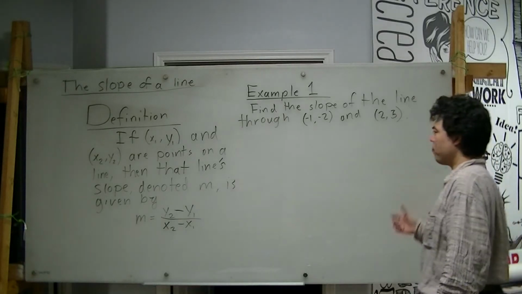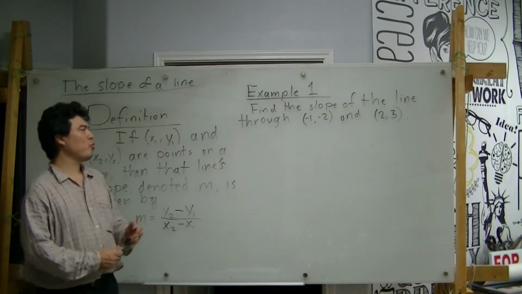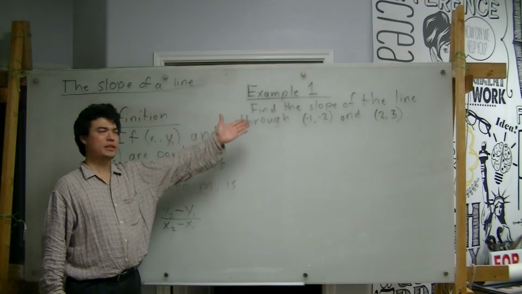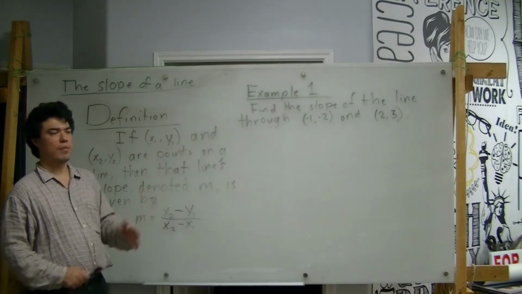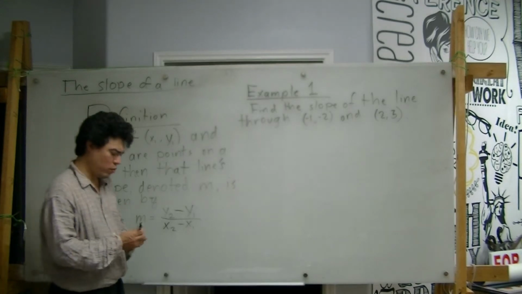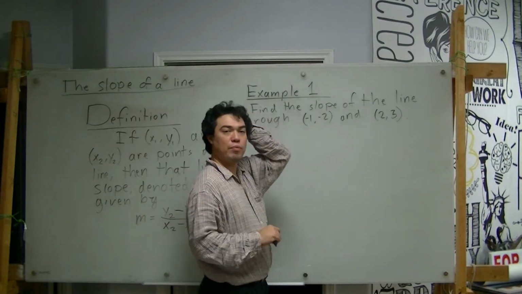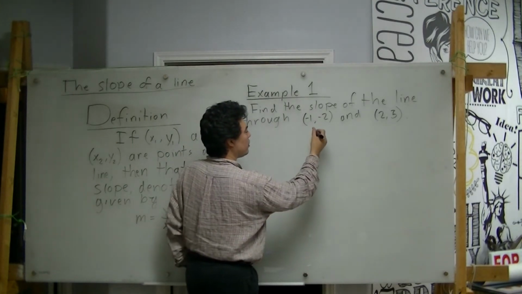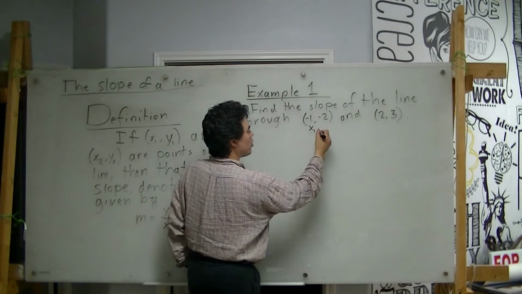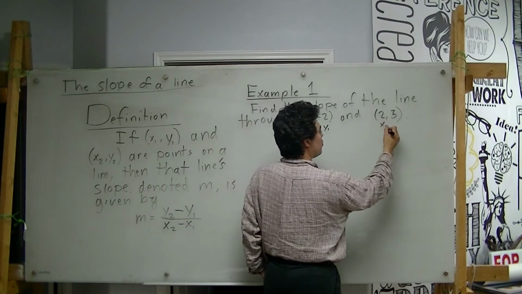So now I'm going to start off with an example applying this definition so that we can calculate the slope of a line through these given points. The points are -1, -2, and 2, 3. So one of my helpful tips when you're doing a problem like this, calculating the slope through 2 points on a line, is to label the points as follows: x1, y1, and x2, y2.